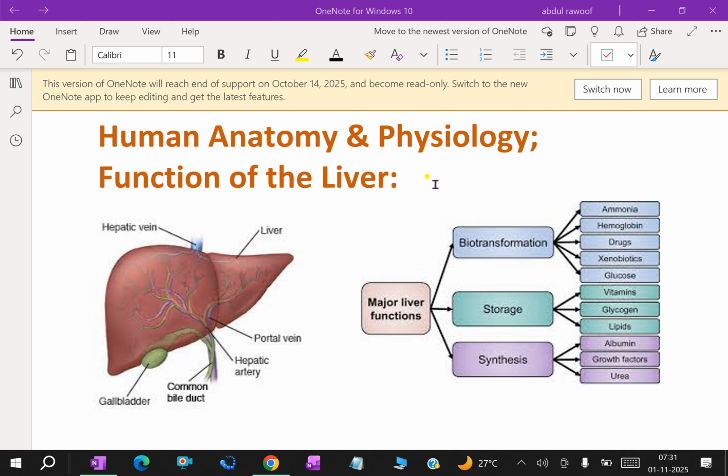This is carried out by the phagocytic hepatic macrophages, that is Kupffer cells in the sinusoids, although breakdown of red blood cells also takes place in the spleen and bone marrow. Detoxification of drugs and toxic substances. This includes ethanol, alcohol, waste products, and microbial toxins.